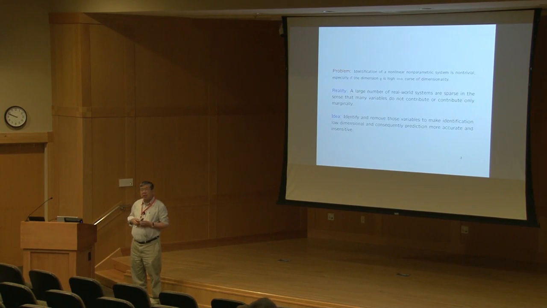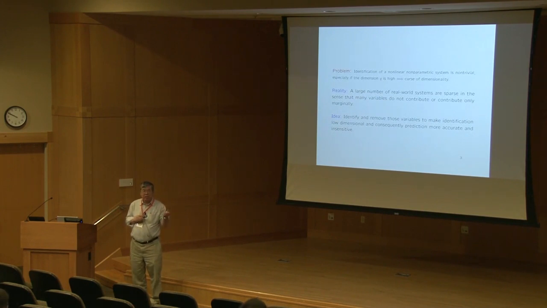But there exists a large class of systems in reality that are sparse. Sparse in the sense that not every variable contributes. You do have a very large number of variables, but not every one contributes, and even those that contribute do so marginally. These are the problems I'm interested in. Some variables do not contribute, some contribute very marginally. Depending on applications, I may be able to find these variables, and by eliminating them first, before identification, the system becomes low dimensional. That makes things much, much easier. That is what this talk is about.